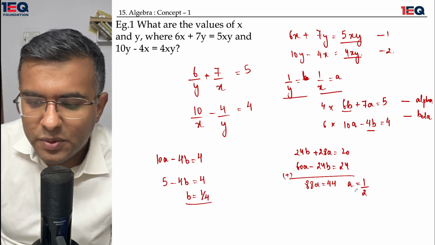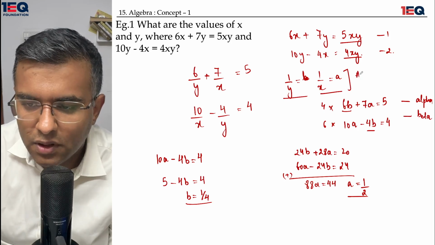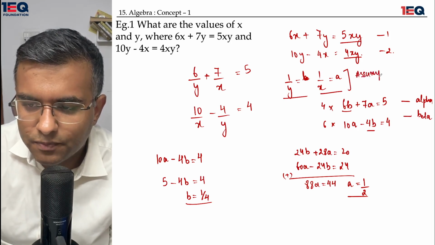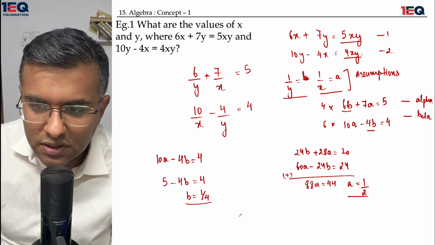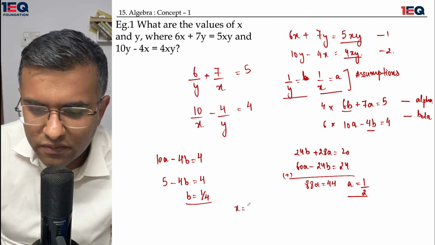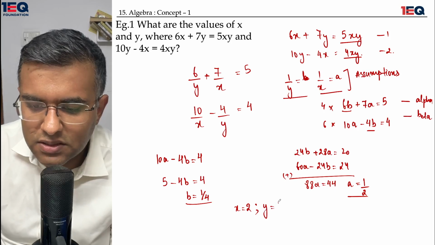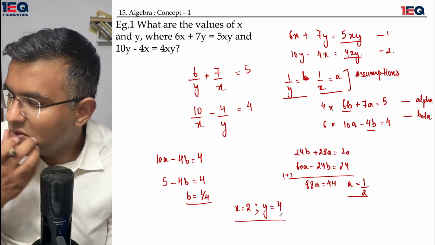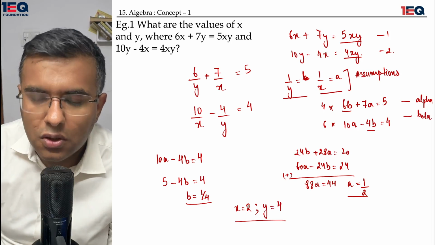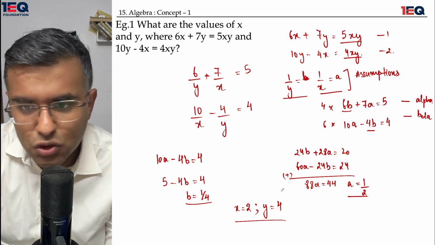When I have my two major values of a and b, I can go back to the assumptions which I made. The assumptions say that 1 upon x is equal to a, so the value of x is equal to 2, and 1 upon y is equal to b, so the value of y is equal to 4. So I have two values, 2 and 4. Okay, good enough, sorted enough.